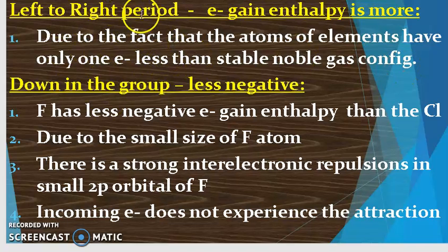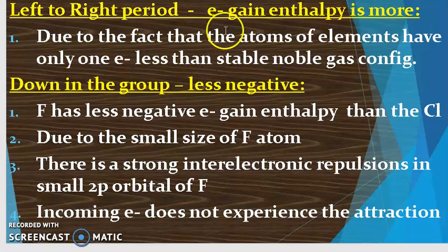So what happens? The halogen has the maximum negative electron gain enthalpy in the corresponding period. Why? I have explained with fluorine, because it wants to gain the electron. That gives the negative electron gain enthalpy in the respective period. If we go left to right in the period of the periodic table, the halogen has the more negative electron gain enthalpy in the periods.